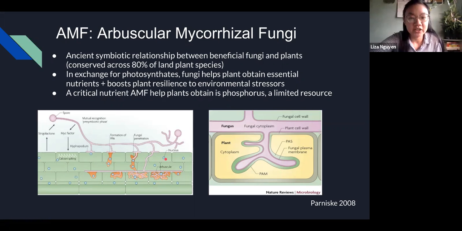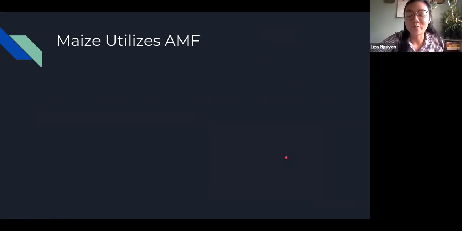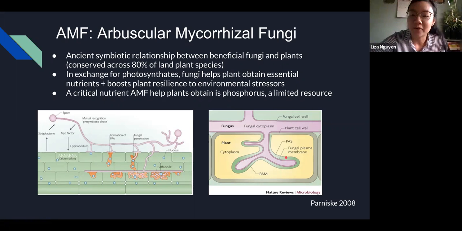Upon penetration, the plant cell forms this periarbuscular membrane around the structure called an arbuscule, which is the site of nutrient exchange. So even though the fungal spore is penetrating into the cell, it doesn't actually come into contact with the cytoplasm of the cell.